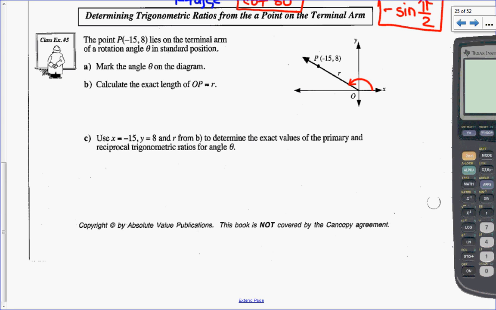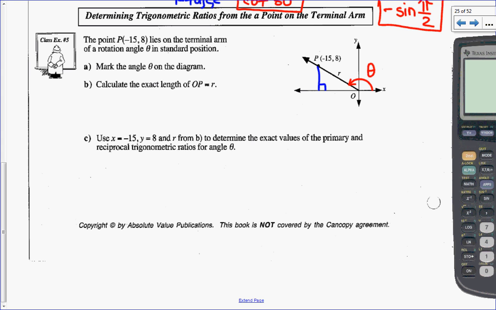So it asks us to mark where angle theta would be. Angle theta would be this angle, okay? Now, it also has asked us to calculate the exact length of OP. So in other words, what is marked on this line as r, our hypotenuse. This actually makes a right angle triangle if we take this line down to the x-axis, okay?